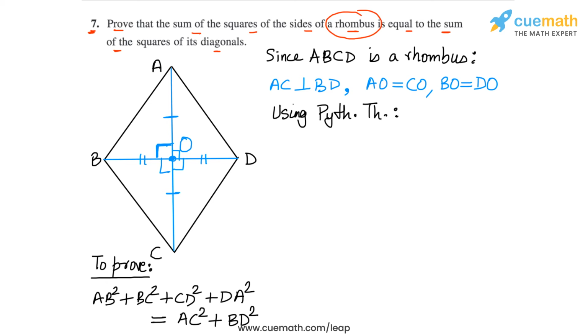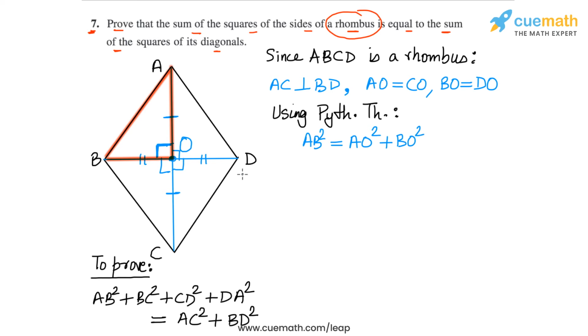Okay, so I'm going to highlight one of those triangles. So let's start with triangle AOB. So triangle AOB is this triangle, and let's apply the Pythagoras theorem to this triangle. So we will have the square of the hypotenuse. So AB square will be equal to the sum of the squares of the other two sides. So AO square plus BO square.